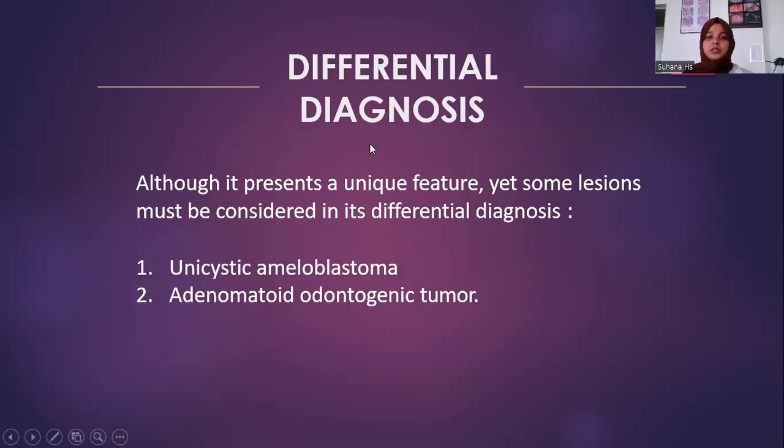For the differential diagnosis, we have doubt whether it is a dentigerous cyst or a unicystic ameloblastoma since they show the same radiolucency. It also has a semblance with the adenomatoid odontogenic tumor. We will be having confusion between adenomatoid odontogenic tumor or the dentigerous cyst. We will go for histopathological evaluation for diagnosis.